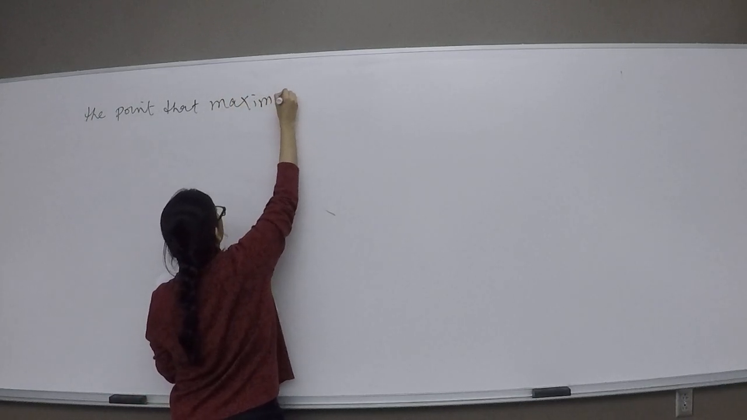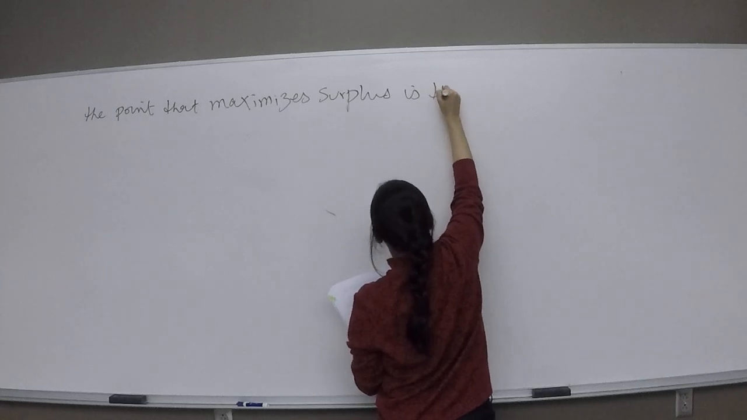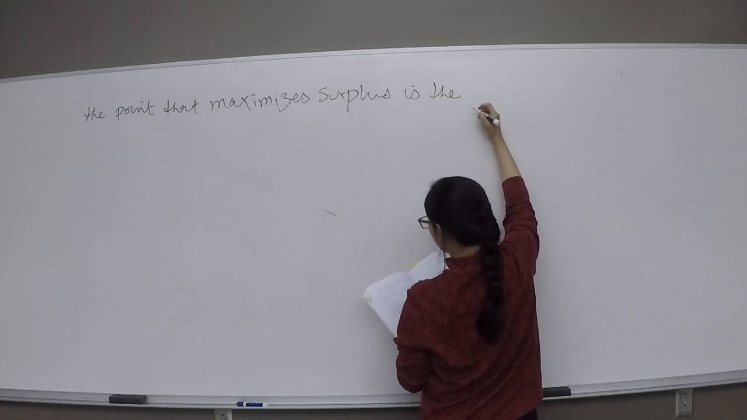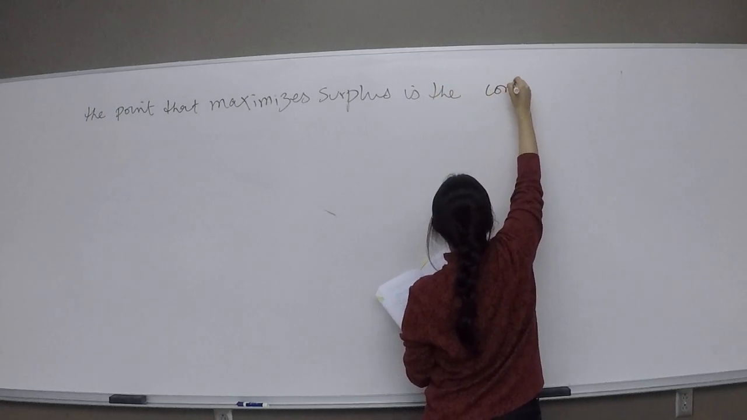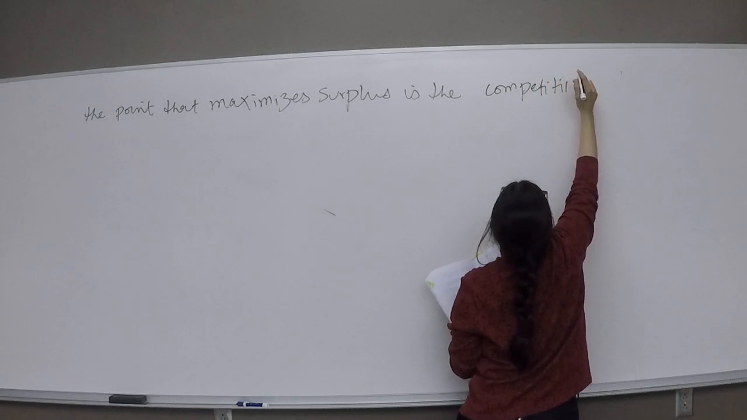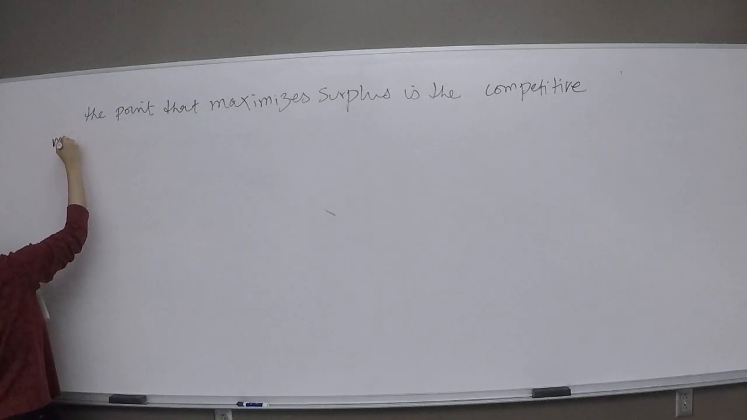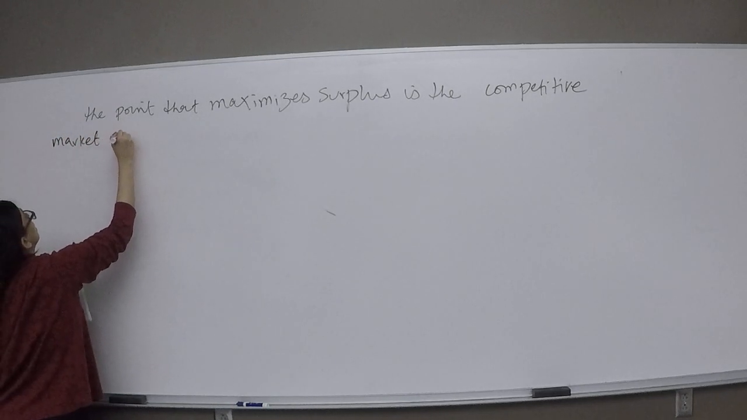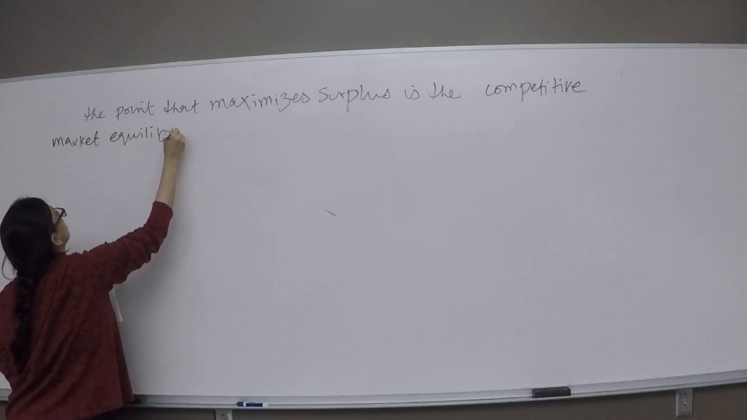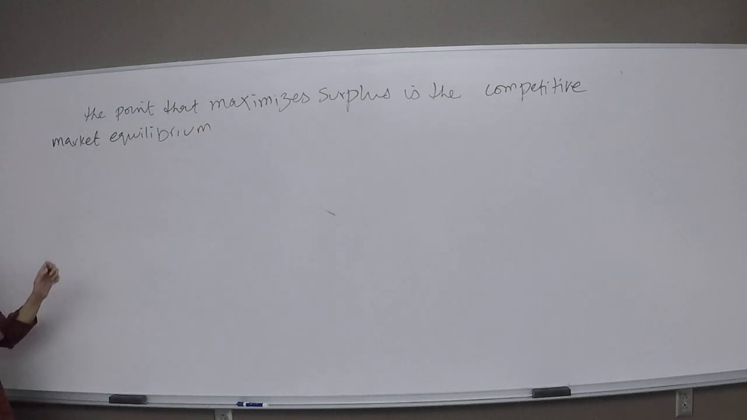The point that maximizes surplus is the competitive market equilibrium. By competitive market equilibrium, it means that the market actually competed for that $10 price.